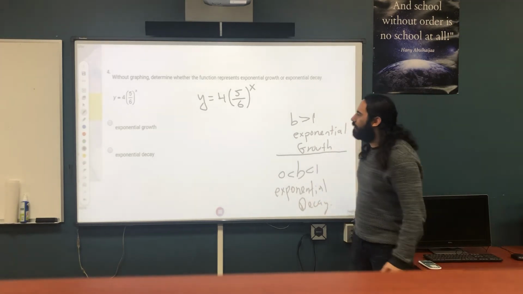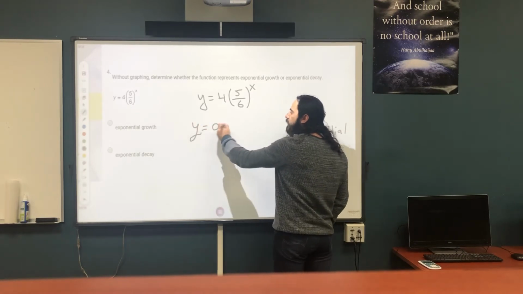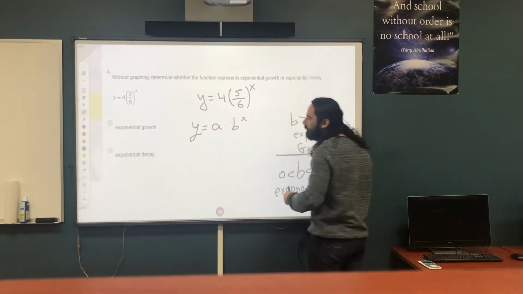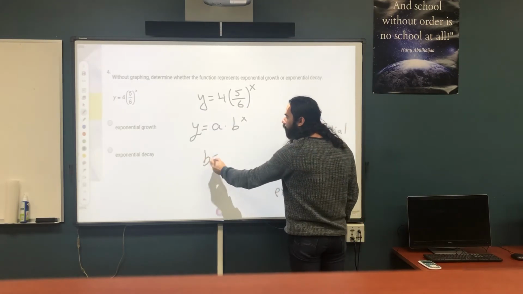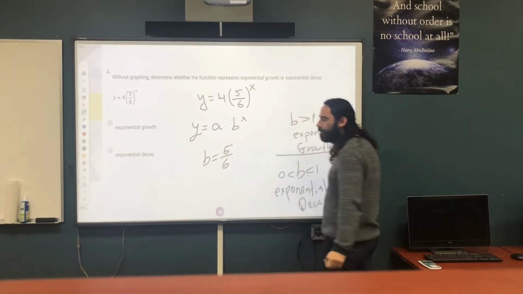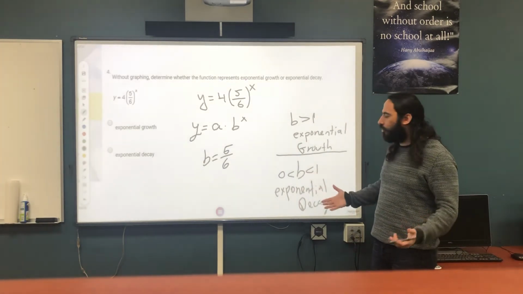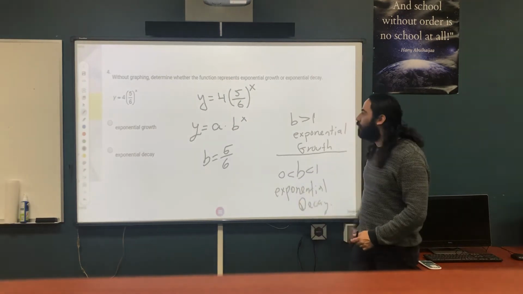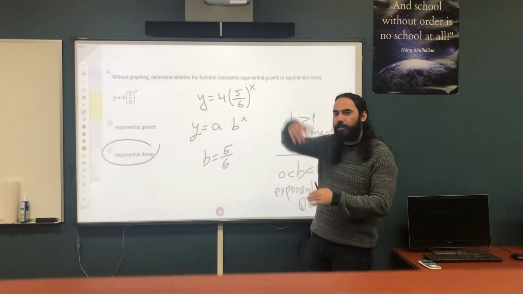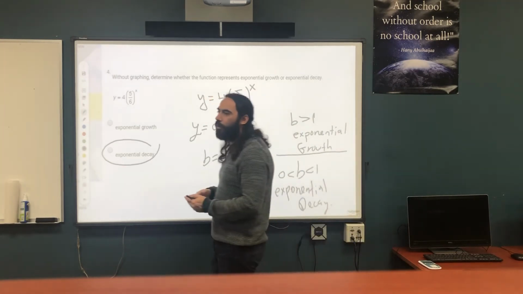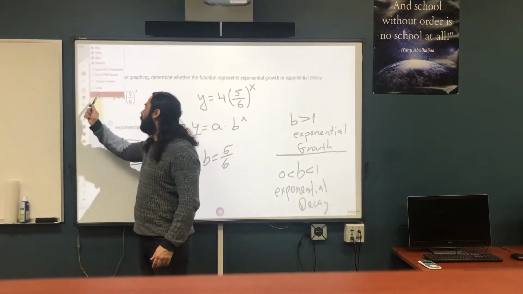So in this case, of course, we know that the exponential equation is y equals a times b to the power of x. A is 4, b is 5 over 6. So b equals 5 over 6. Now 5 over 6, is it bigger than 1 or less than 1? Of course, it's less than 1, so it's going to be exponential decay. Just remember, if b is bigger than 1, it's exponential growth. If b is between 1 and 0, it's exponential decay.